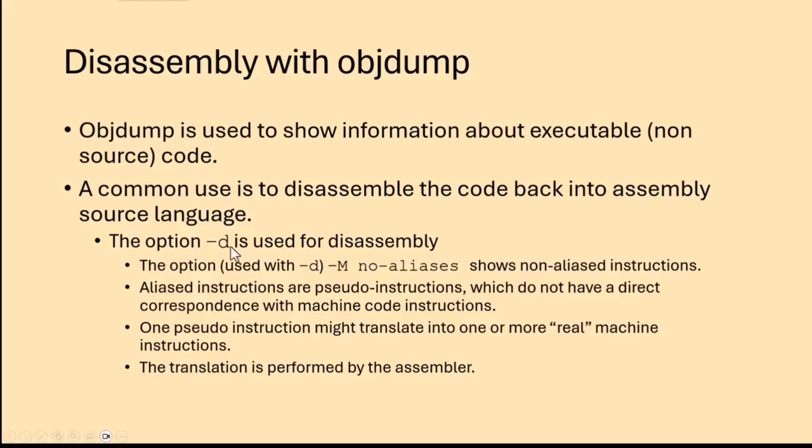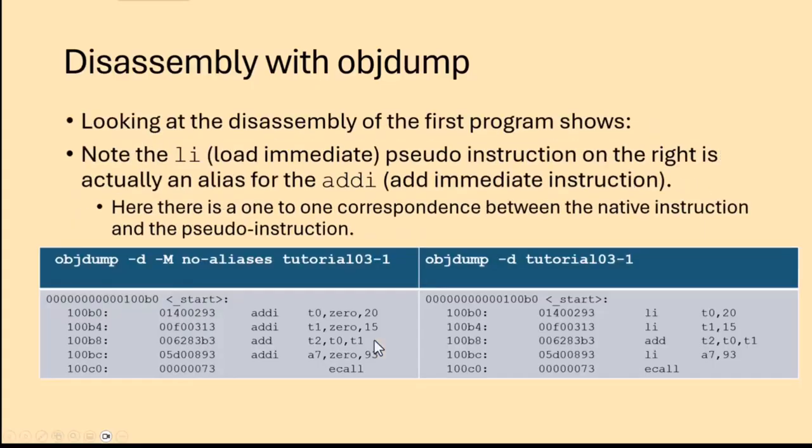OBJDUMP gets the source code back from binary to source, and we can use this option -D. There are 2 main ways of doing it. First, we'll use the no aliases option so that we can actually see how the pseudo instructions resolve as well. Now if we omit the no aliases option, then we're going to show the pseudo instructions. And these translate into 1 or more actual native machine code instructions. We can decide whether we're going to use OBJDUMP with or without the no aliases option. Translation of aliases is one of the other jobs that the assembler performs.